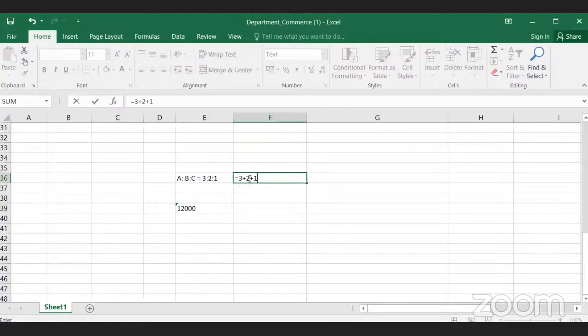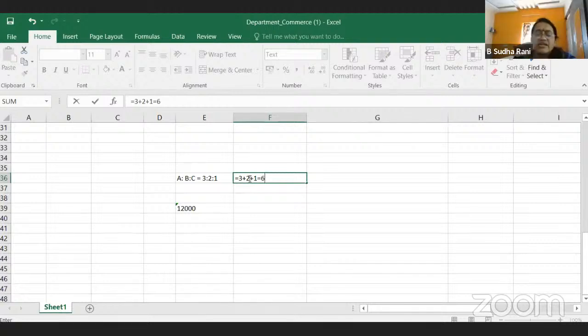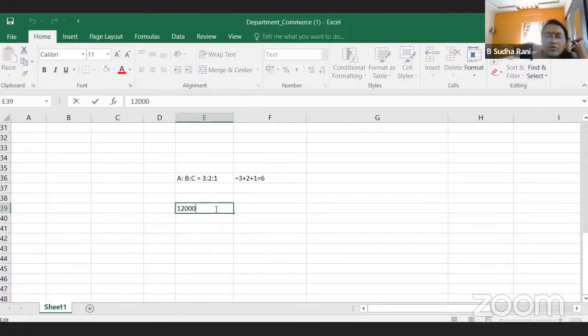6. The total share is 6, I mean, 6 pieces are there. And of that, 3 pieces A is taking, 2 pieces B is taking, C is taking 1 piece. That is how. So now 12,000 into 3 divided by 6, means out of the total 6 pieces, 3 pieces are taken by A. To make you understand, I'm telling like that.